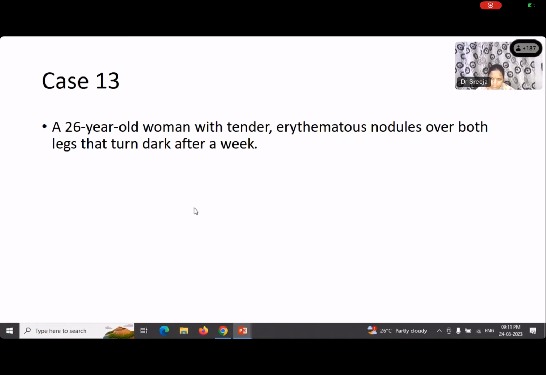Okay, so moving on to case number 13. We're coming to the last 3 cases, so we should wrap up quickly now. It's a 26-year-old woman who presented with tender erythematous nodules over both legs, and after about a week or so, they turned dark. So this is the typical history. So Dr. Milo, you want to take this case?